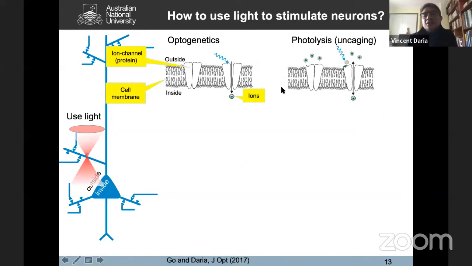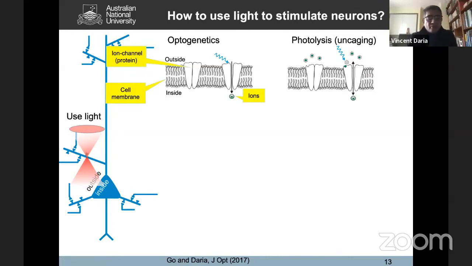Another way is to use what we call a chemical approach, where you cage a neurotransmitter, and these are proteins that are endogenous or already existing in the neurons, and these are accepting neurotransmitters. And then when you uncage a neurotransmitter, it becomes an active neurotransmitter, and again allows ions to go in, and then you can measure the voltage again.